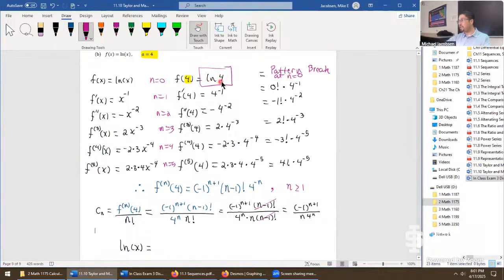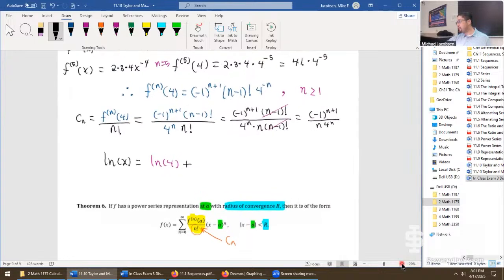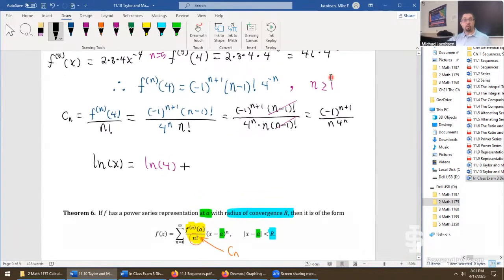So we begin by putting in natural log x is natural log 4 plus, since the pattern broke at index n is 0, in our power series summation our index starts really at 1, not at the 0 we might be expecting. So now we do a summation from 1 to infinity of whatever the Cn coefficient is.